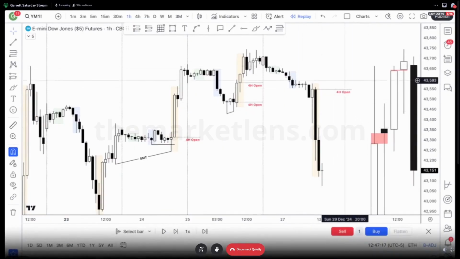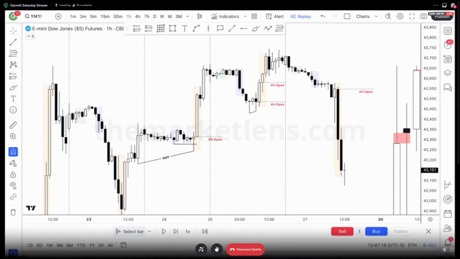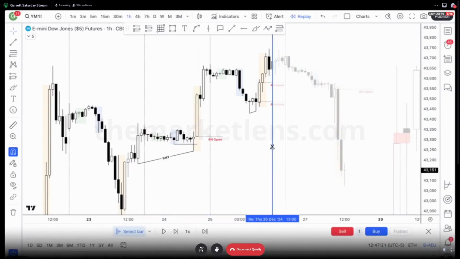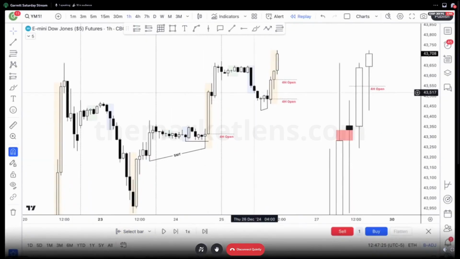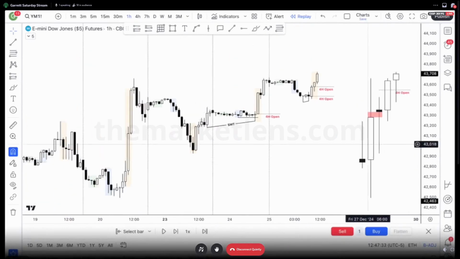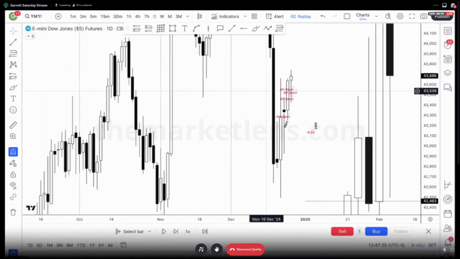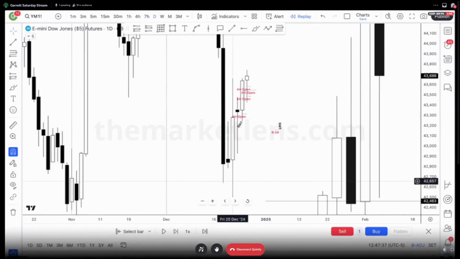This one is a bit different, but I'll explain it. So let's go over these two first here. So again, the low of the day, created by manipulation, paired with an SMT and a driver, both of these days. So when I go here, I go to the daily chart here. Let's just go over this really quick. You manipulate this low, right?